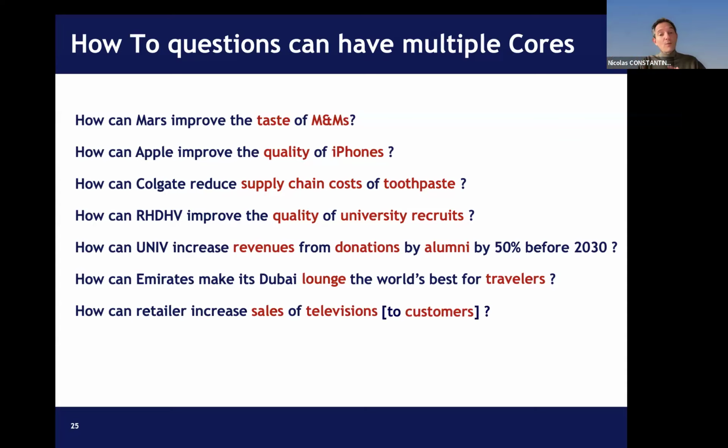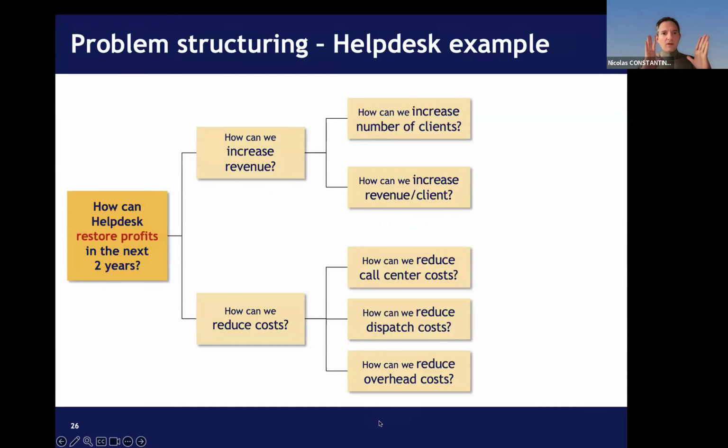Okay? And remember, the more cores we have, the more options we have, and I will show you this in the next part of today's session. All right, good. So I wanted to clarify this. So now, if we go back to the help desk example, this is what we've defined as a structure, which is a breakdown of the question or of the core of the question in the form of questions that ultimately look like a question tree.